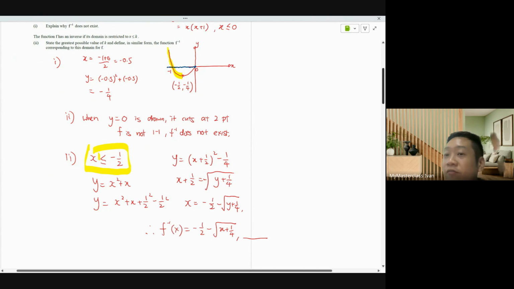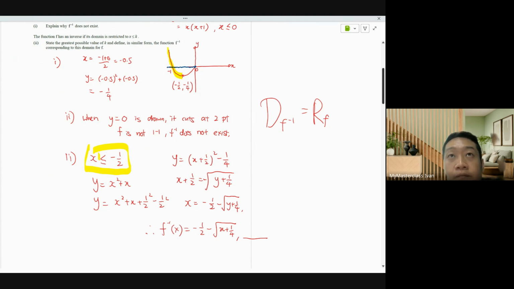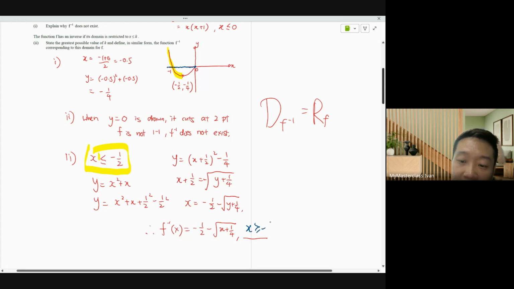What is the domain of f inverse? Domain of f inverse, Yingxuan, what is the concept? What is the range of f? So look at your f. What is the range of f? Range means x or y. So from -1/4 to infinity, right? So it's the same as saying that x is greater than or equal to negative 1 over 4.